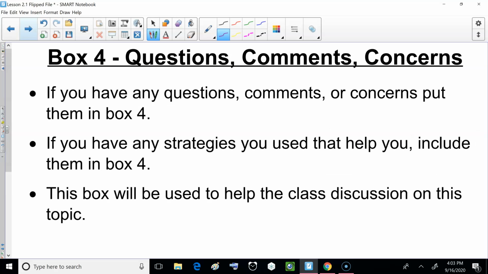As always, if you have any questions, comments, or concerns, feel free to jot those down in box number 4. Also, if you have any strategies that you use to help you, make sure you write those down so you can share them with others, and we can use this to help us with our discussion in class.